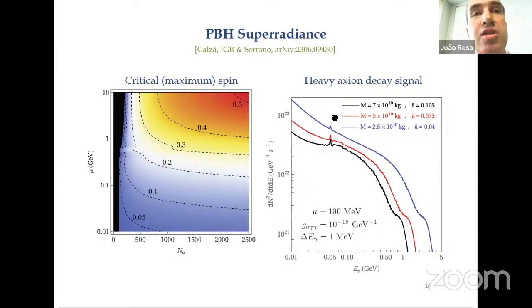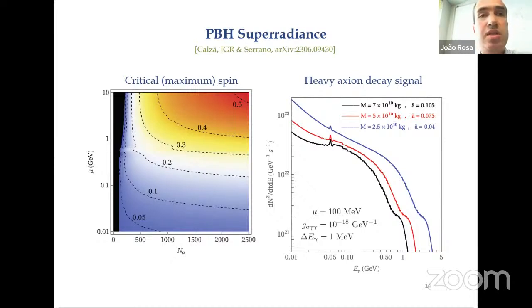But the point here is that you see that even for a very small axion-photon coupling, which is typical of string axions, we would see this small bump in the photon emission spectrum of a black hole, which would be the signal of having this heavy axion cloud that forms through superradiance around it. So it would be a potential way of directly observing these superradiant clouds and knowing whether there is a heavy axion with a certain mass.